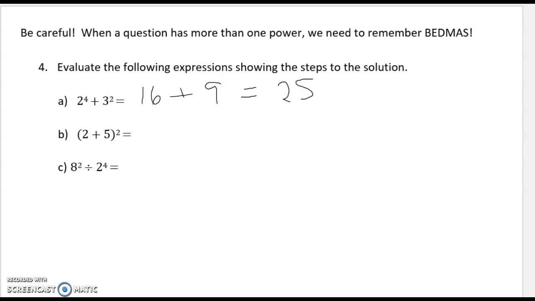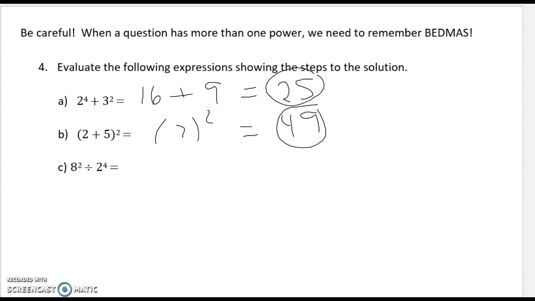The next one, think of BEDMAS. We have brackets first. So 2 plus 5 gives us 7. And then we have to put that to the exponent 2. So 7 to the exponent 2 gives you 49. I'll just circle these so you can see them.